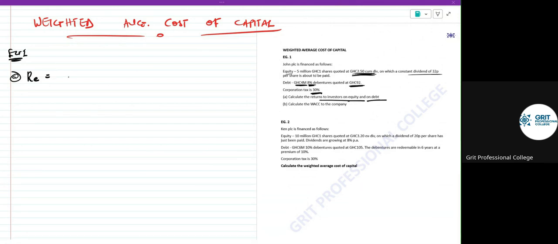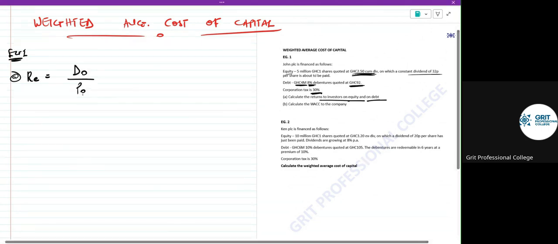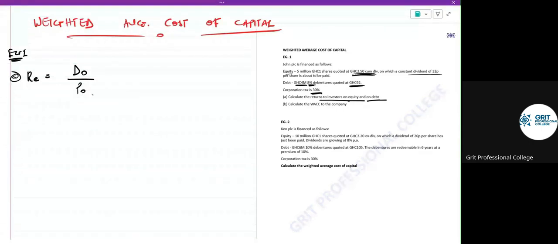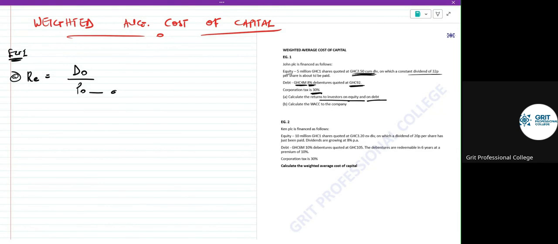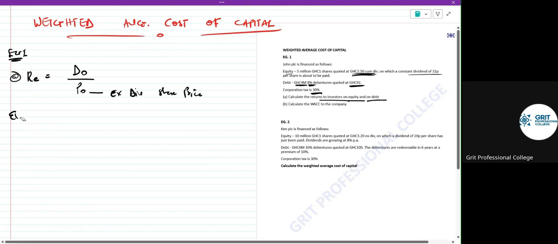So let's look at getting that. So for RE, if you go to the formula sheet, RE will be D0 over what? Over P0. Okay. And we said that this P0, or the price of the company share for your paper, is supposed to be what? The ex-div share price. So if they've given you the cum-div share price, you need to what? Find the ex-div.